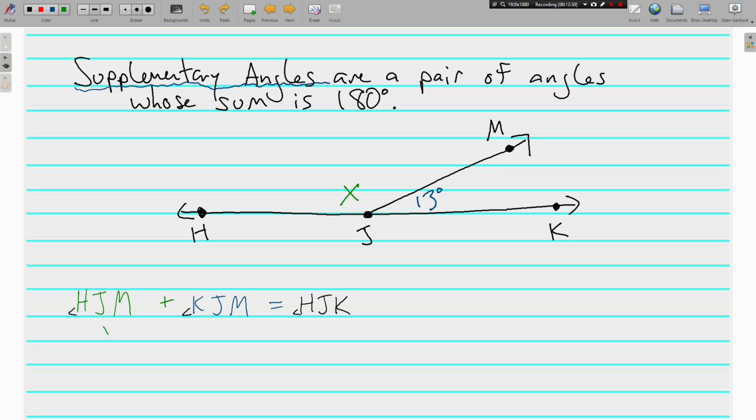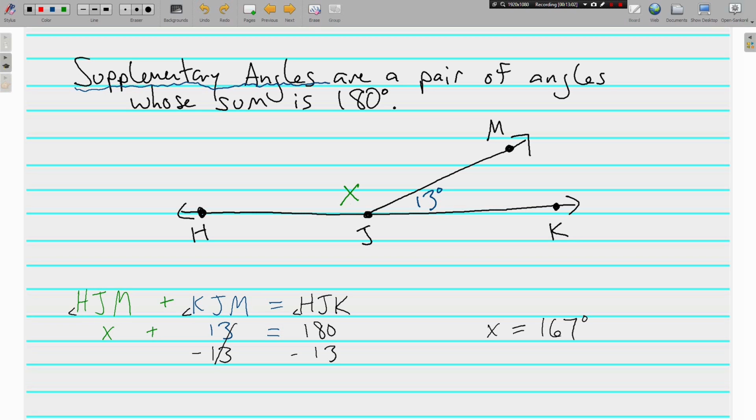And we can substitute in what we know to solve for the missing angle. HJM is 13, and because they are supplementary, we know that HJK is 180 degrees. Subtract 13 from both sides, and X is equal to 167 degrees.